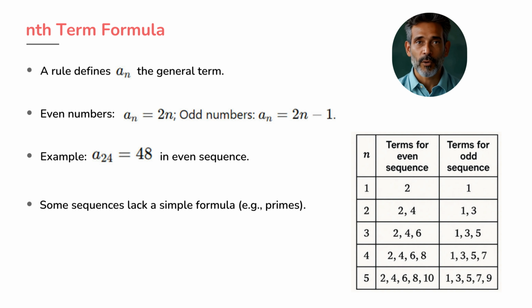But not all sequences have neat formulas. Prime numbers 2, 3, 5, 7, 11 don't follow a simple formula. We just describe them verbally. The general term is like a shortcut on Google Maps. It jumps directly to the term you want without making you walk through every step.